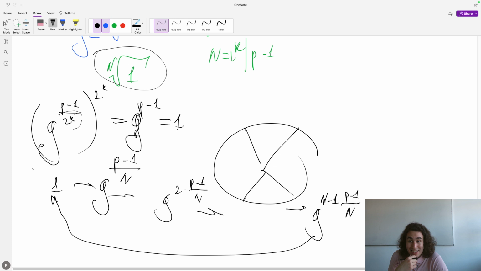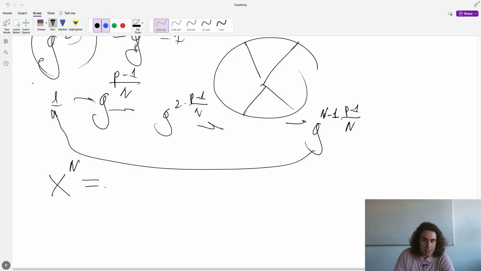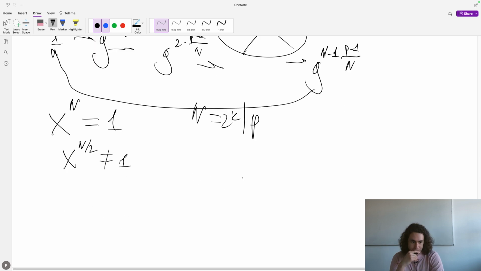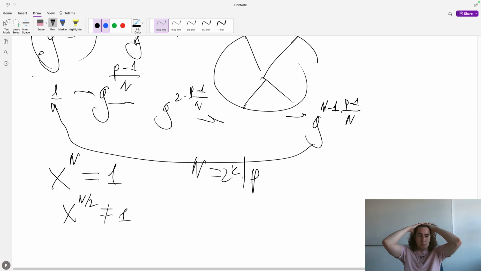There always exists a number such that x to the power of n is equal to 1, but x to the power of n half is not equal to 1, where n is the largest power of 2 that divides p minus 1. Now we just need to find it. If we find it, we can do all the same computations we did with complex numbers, but now we're going to do the modulo.